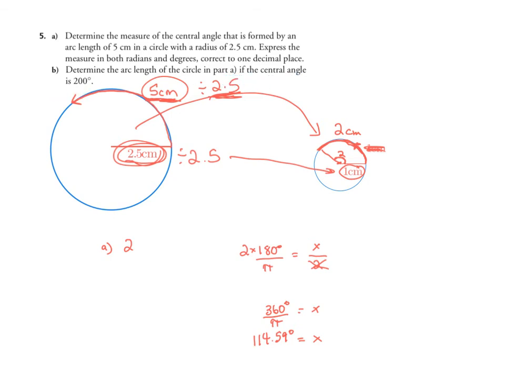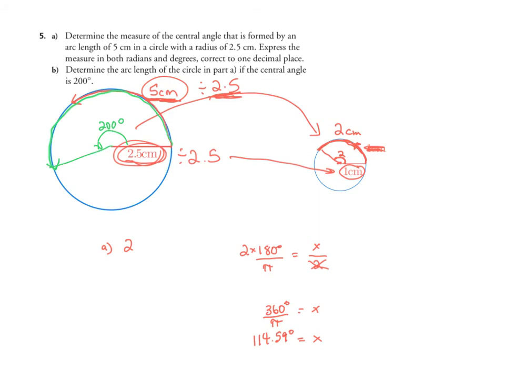All right, part B, determine the arc length of the circle in part A if the central angle is 200 degrees. So we're going to move the central angle to 200 degrees. This is 180, so it's going to go a little past 180, an extra 20 degrees here. So let's draw it a little farther. Let's do it in green. It's going to go right to about here, and that's going to be 200 degrees.